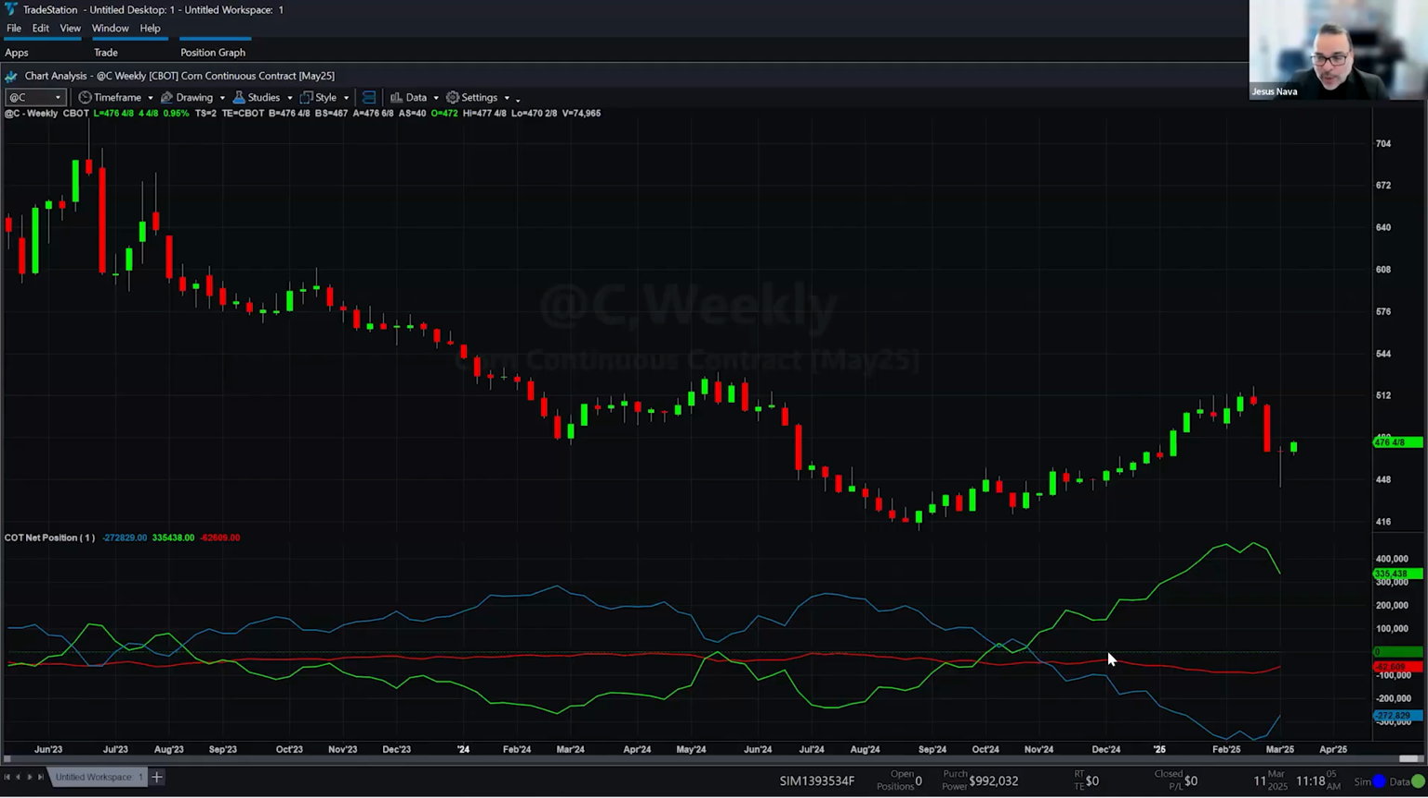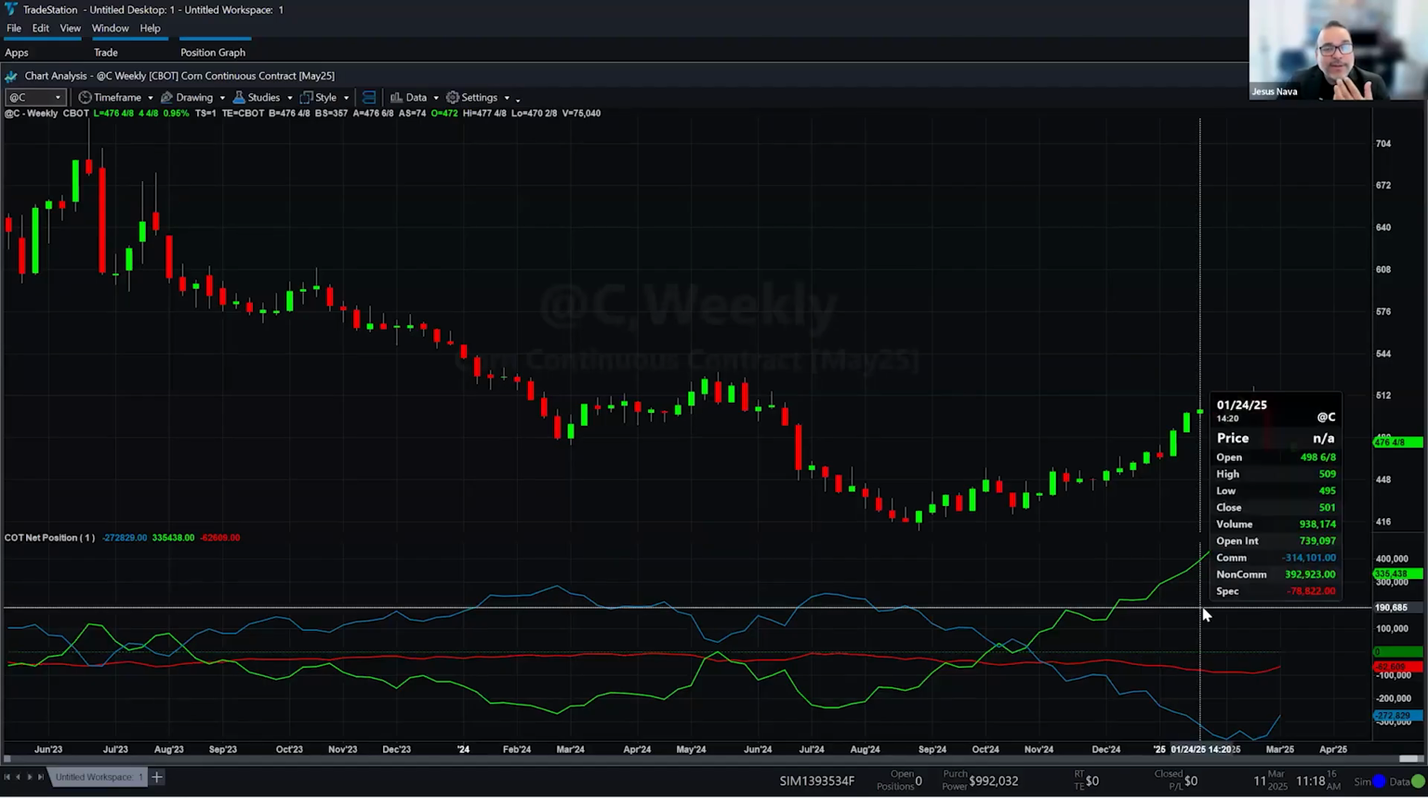Okay, so at any point of your analysis, if you want to understand or identify which line is which, click on the background of the chart, get access to the data tips window, and at the bottom, you can see the labels and the color of the line. So the commercials are the blues, the non-commercials are the green, and the speculators are the red. We already identified the groups.